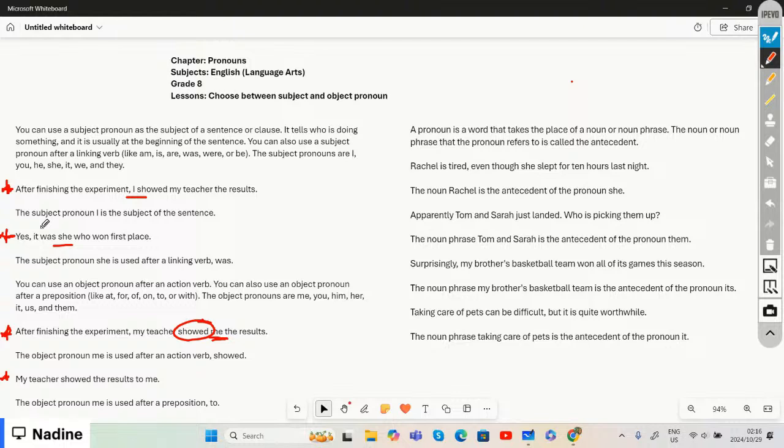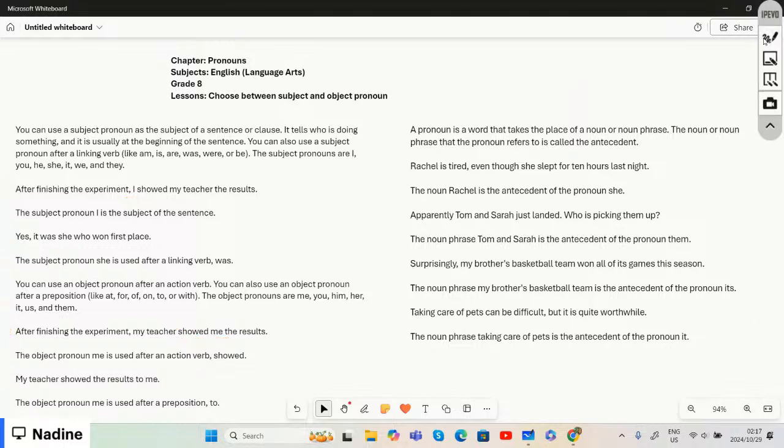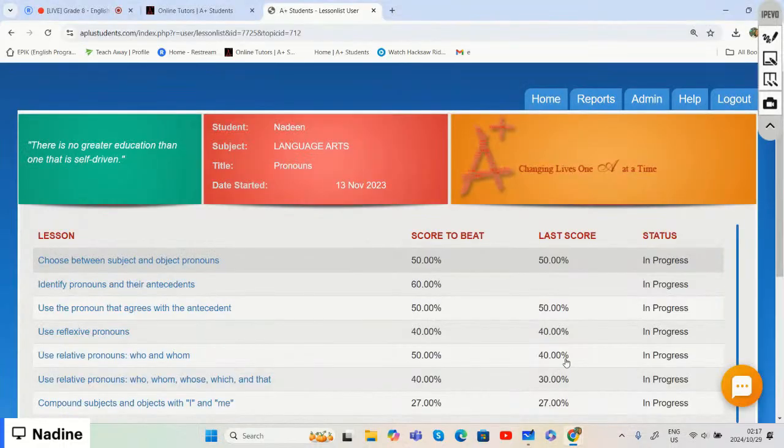And if we were to select our object pronoun within that sentence, then remember we said me is our object pronoun, and me is used after a preposition. So the preposition is also a linking word. All right, so now we're going to aplusstudents.ca, and we're going to choose between subject and object pronoun, as well as, maybe if we have time, to identify pronouns and the antecedents.